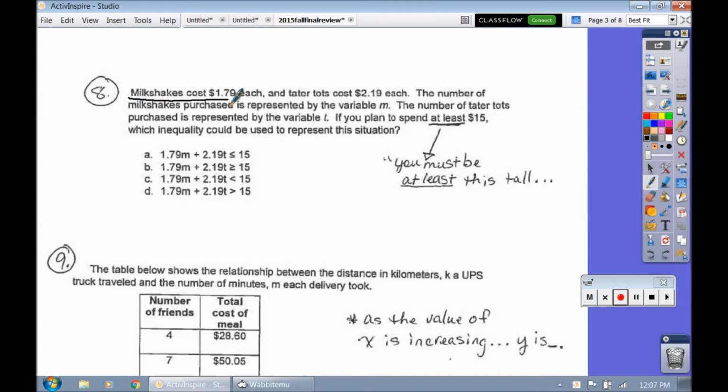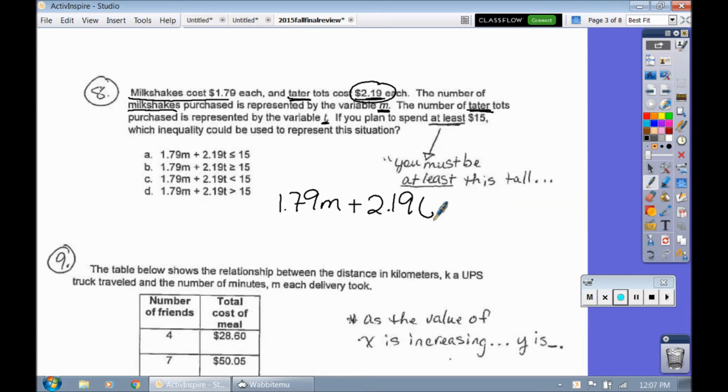Milkshakes cost $1.79 each, and tater tots cost $2.19 each. The number of milkshakes purchased is represented by the variable M. M for milkshakes, imagine that. So we're just going to take the cost of each milkshake, $1.79 times M. We're going to add that to the cost of the tater tots. They're $2.19 each, so $2.19 times T.